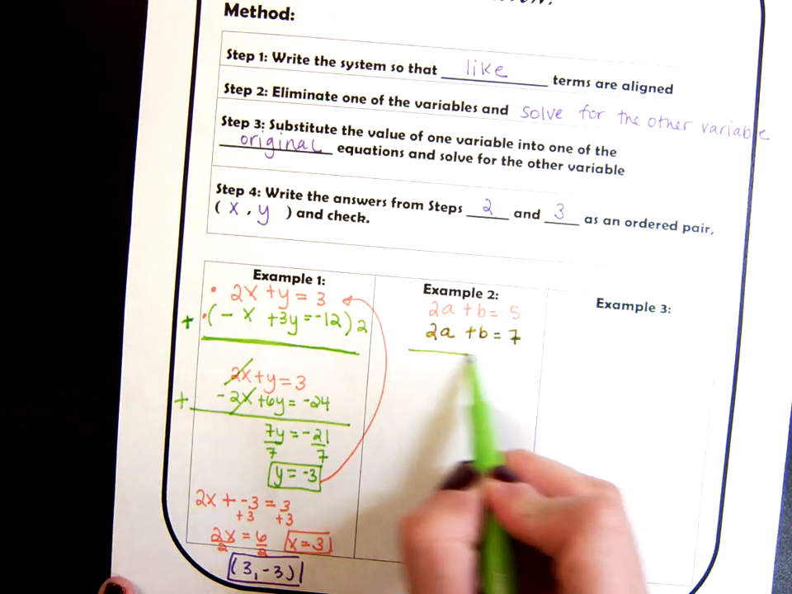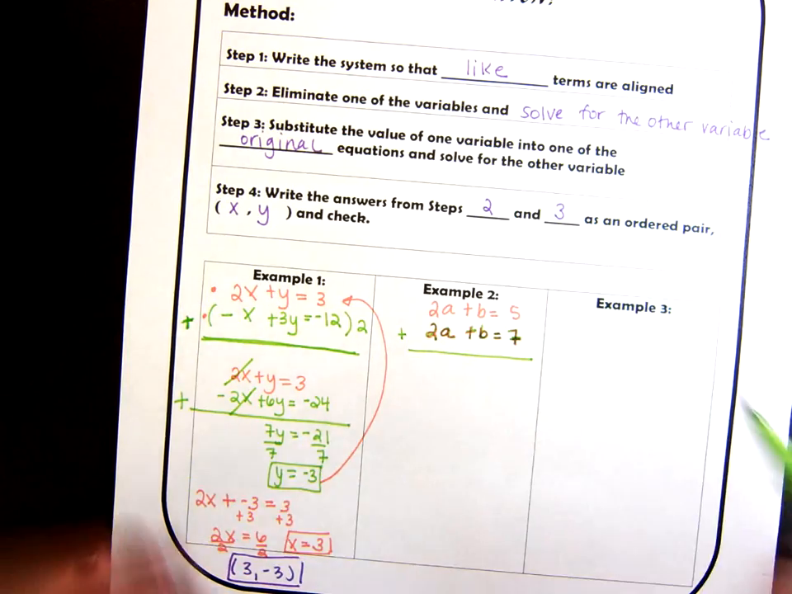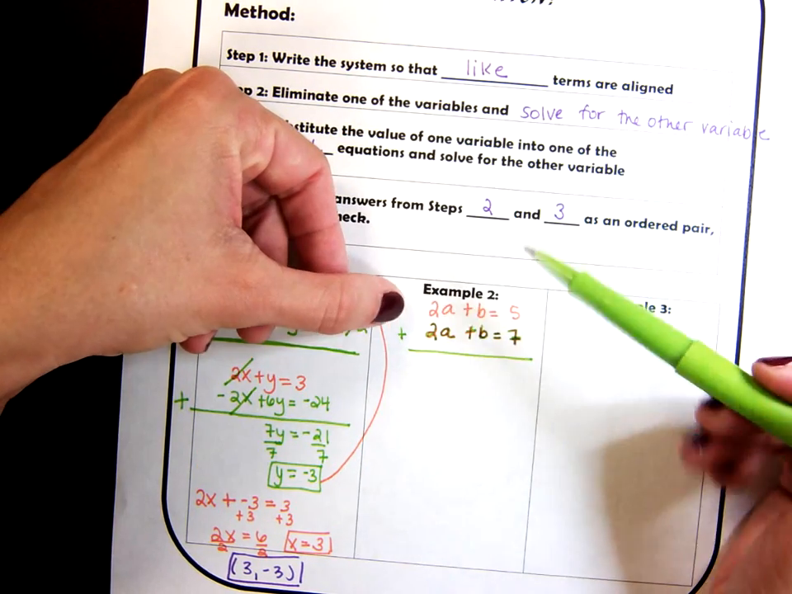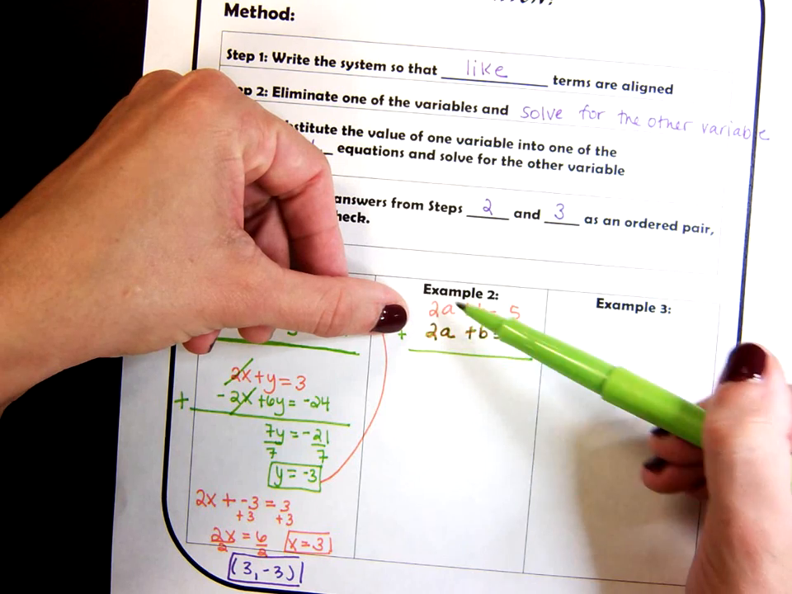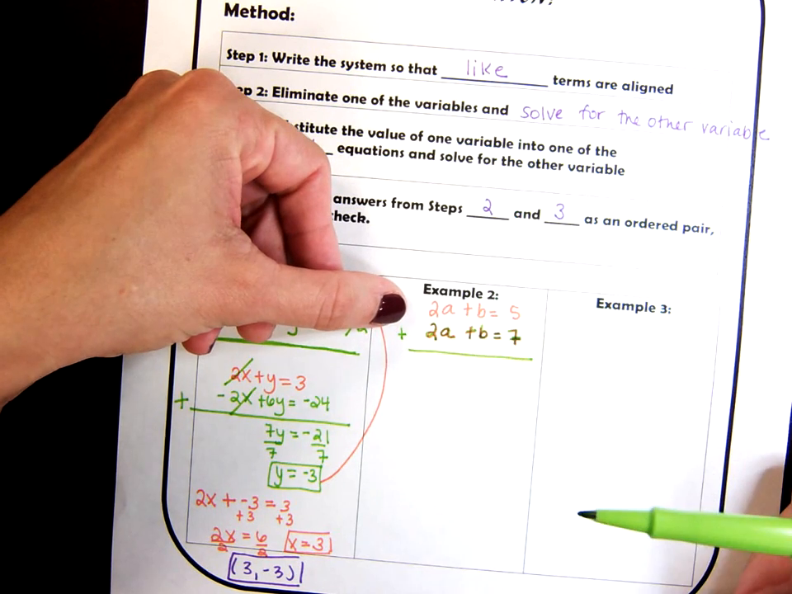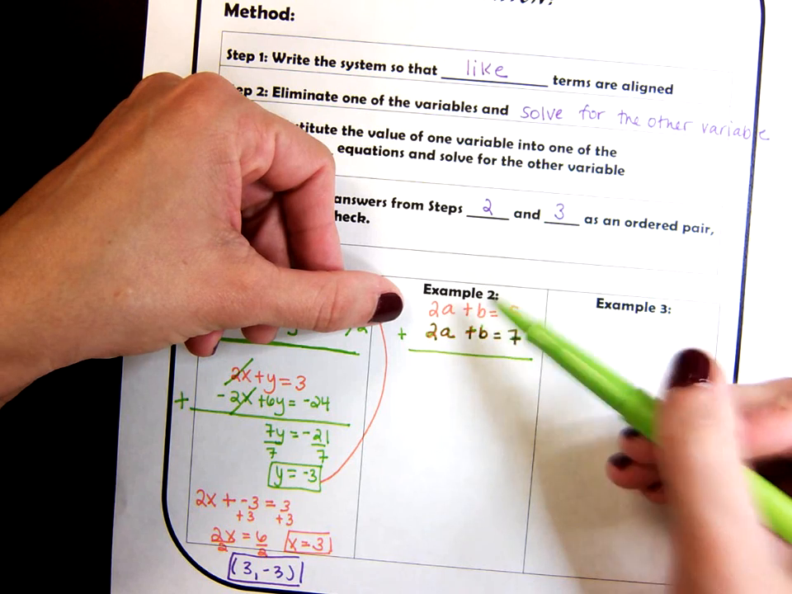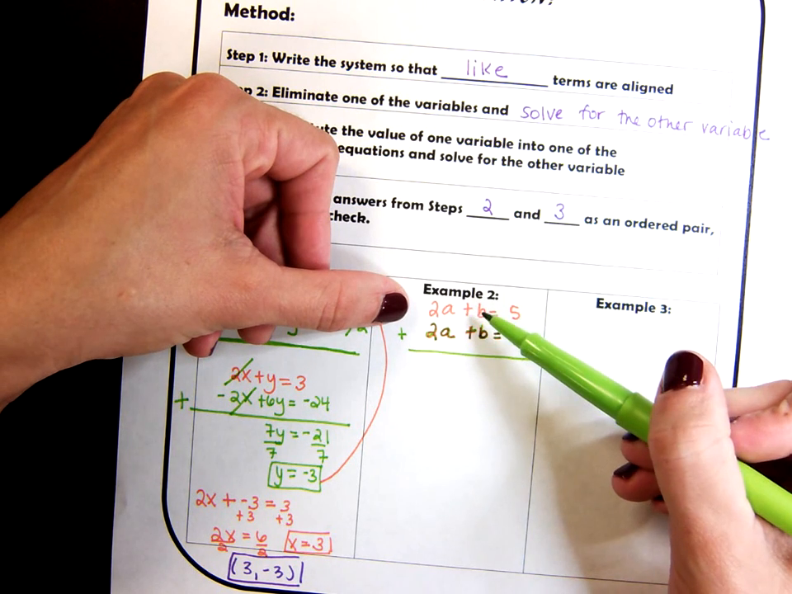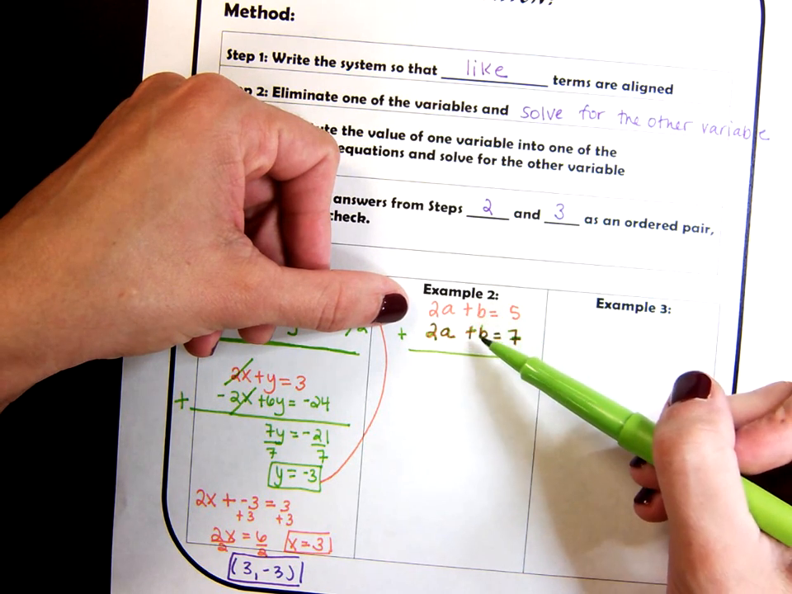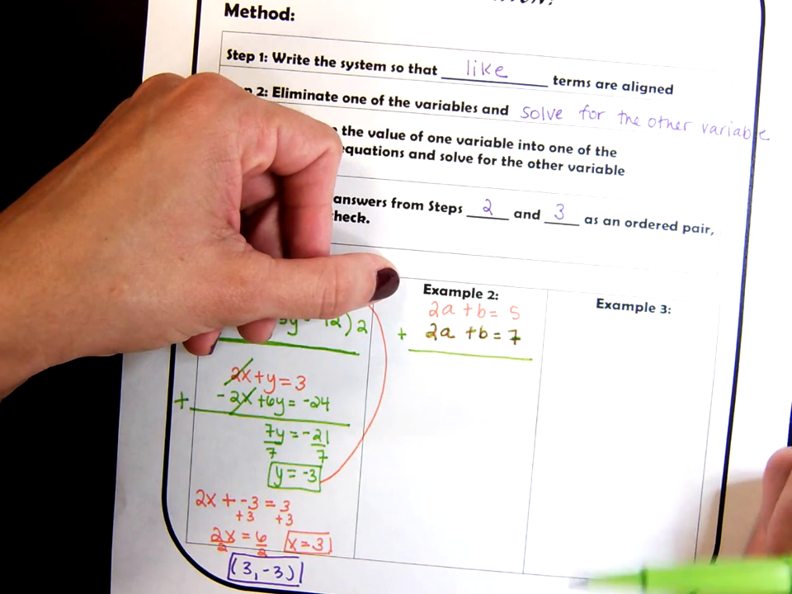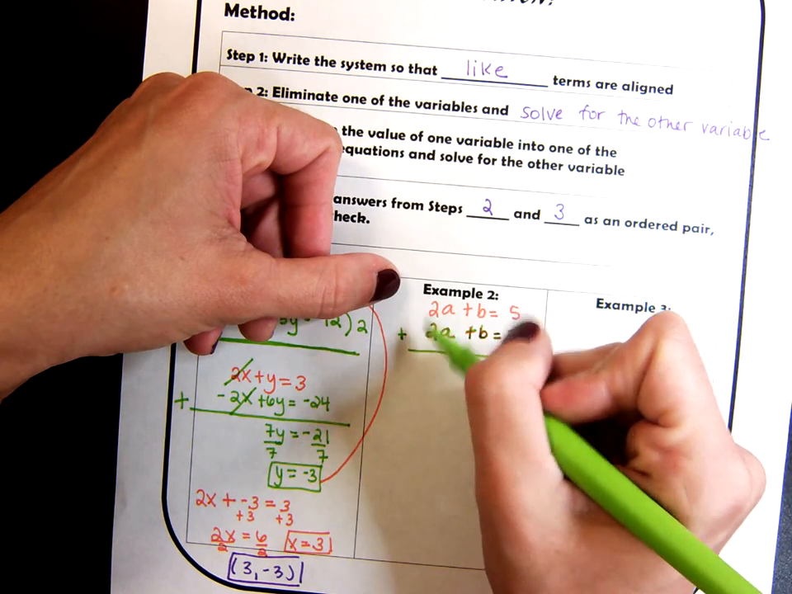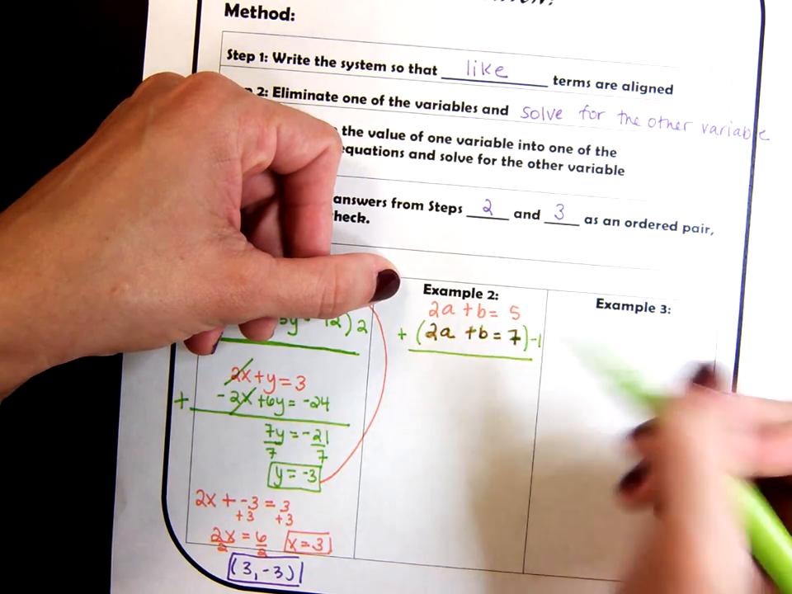Okay, remember we're adding our two equations. If we add them, does anything get eliminated? Nope, I'll get 4a here and I'll get 2b here. So that doesn't work. Well, what if I multiply one of these equations by -1? Then I'd get a negative b plus a positive b, and my b's would cancel. So let's multiply this green one by -1.